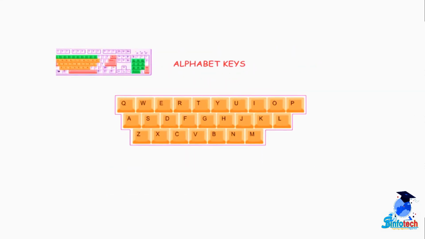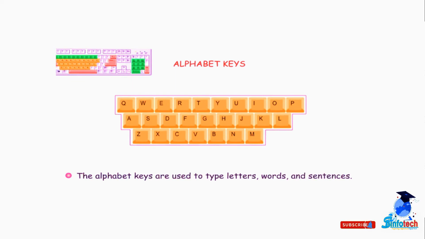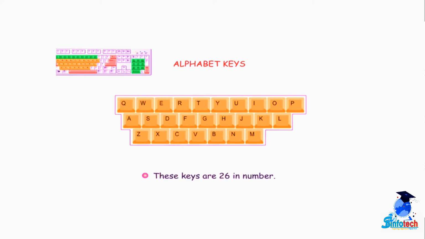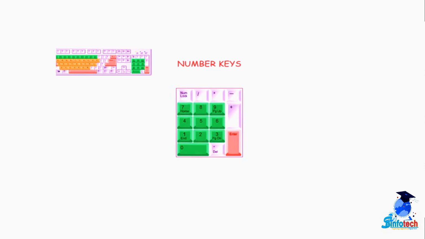Alphabet keys. The alphabet keys are used to type letters, words and sentences. These keys are 26 in number. Number keys. The number keys are used to type numbers. They are marked with 0 to 9. These keys are 10 in number.